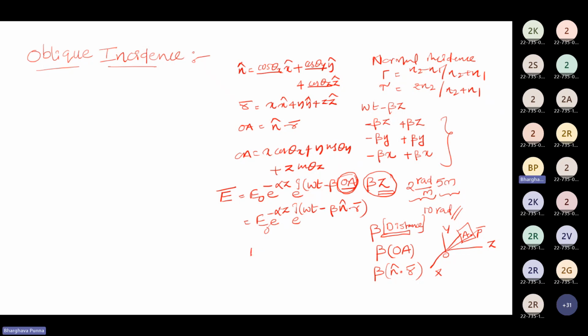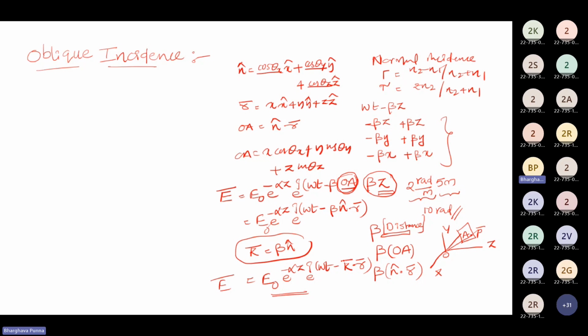Then k bar, we are defining the new vector as beta into n cap, so that you can rewrite the E bar expression like this. E bar is equal to E naught into e power minus alpha z e power j times omega t minus k bar dot r bar. So like this we are writing. We are going to use this type of expressions in our next classes, that is why we have to understand this particular thing.